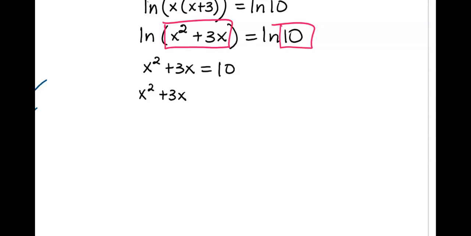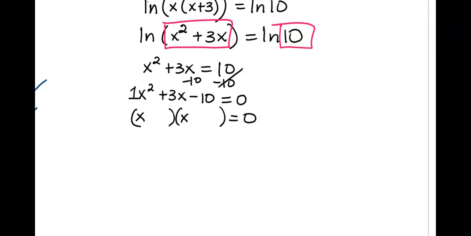So I'm going to subtract 10 from both sides of this equation to give me x squared plus 3x minus 10 is equal to 0. And we factor if we can. And we are able to factor in this case. Do notice that a is equal to 1. So I can go ahead and break this up into x and x. And I'm looking for two numbers that multiply to negative 10 and add up to positive 3. And those numbers are positive 5 and negative 2.